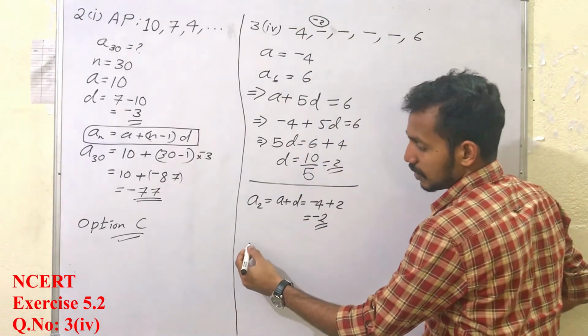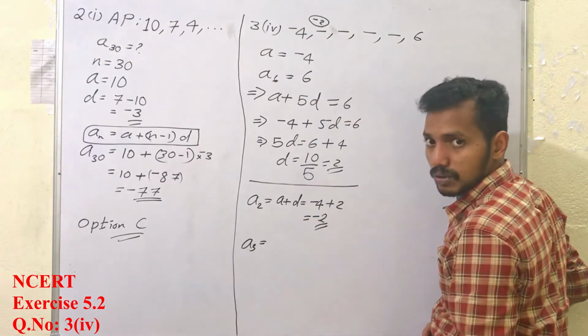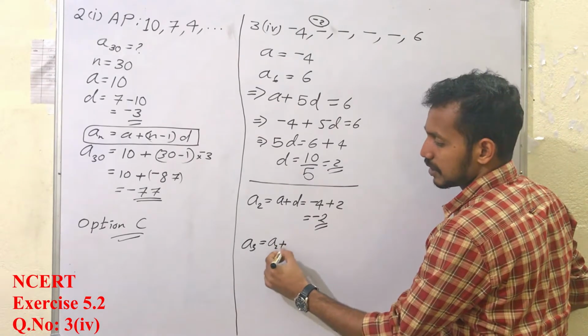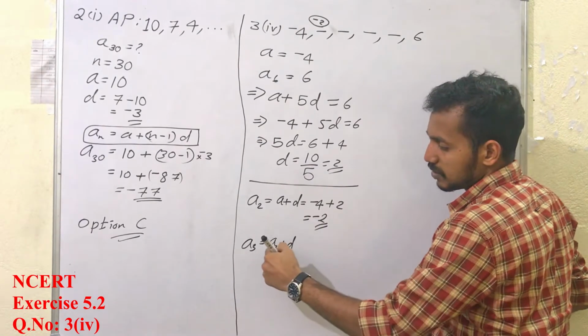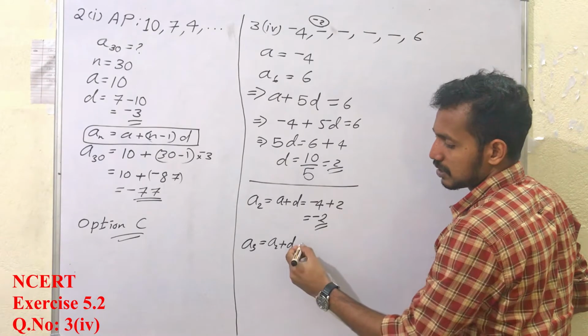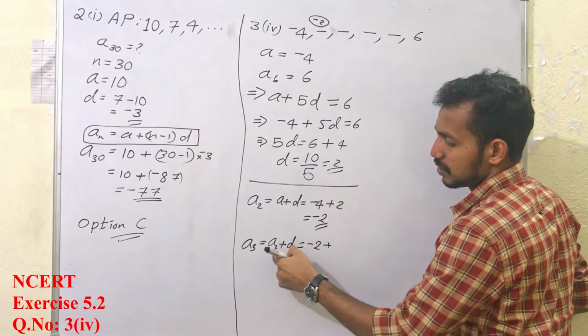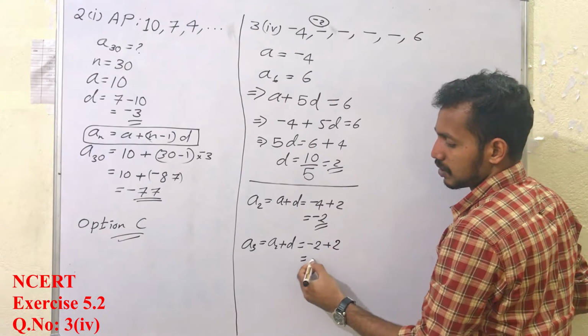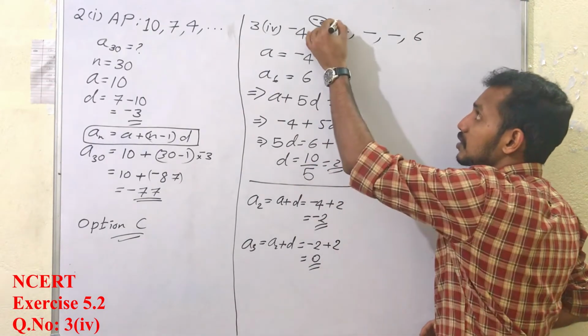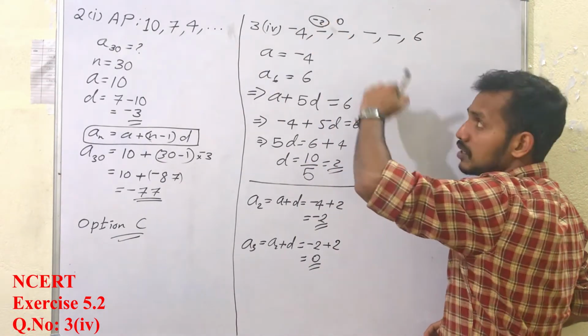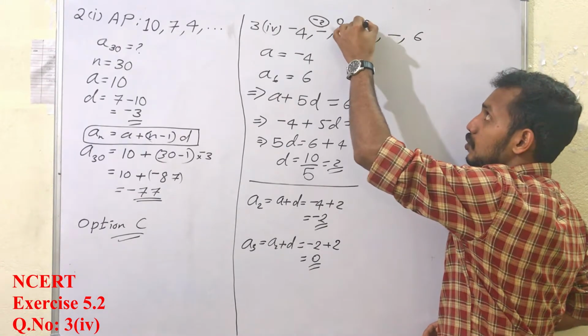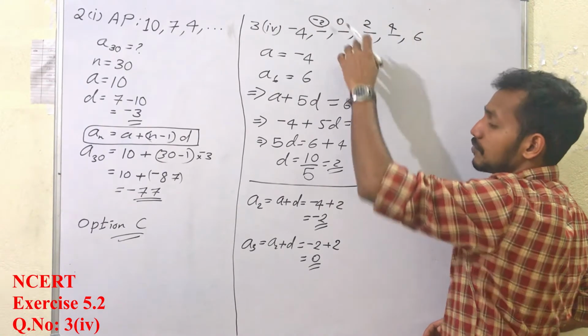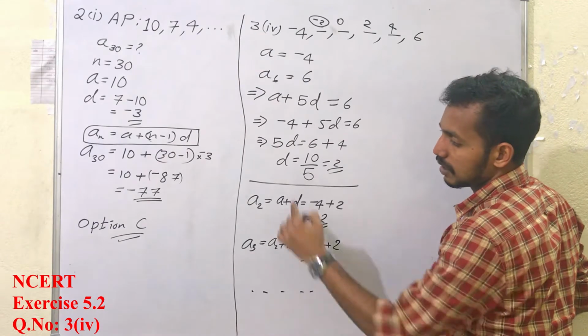So the first term and second term we have found, that is minus 2. Then the third term will be a3 is equal to a2 plus d. Just add the common difference to the previous term. a2 is minus 2 plus d, d is equal to 2, which is equal to 0. So the third term is 0. Similarly 0 plus 2 is 2 and 2 plus 2 is 4. We can find all the terms like this.